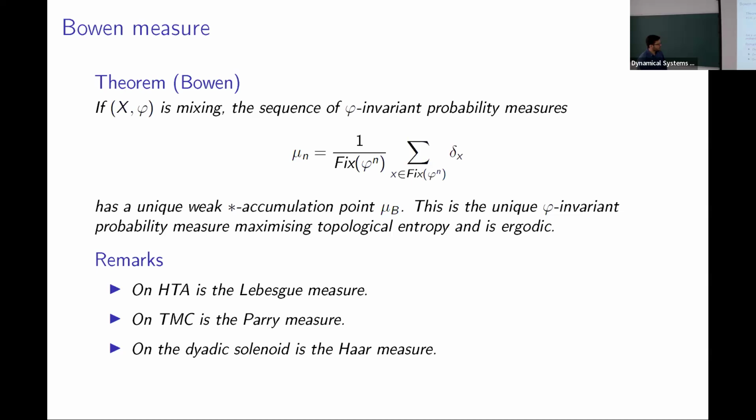On a hyperbolic toral automorphism it is the Lebesgue measure. On topological Markov chains it is the Parry measure, the measure that is built from transition probabilities between vertices on a finite directed graph. On the dyadic solenoid it is the Haar measure. And in fact, on all the abelian groups with expansive automorphisms that have a Smale space structure, the Bowen measure is the Haar measure.